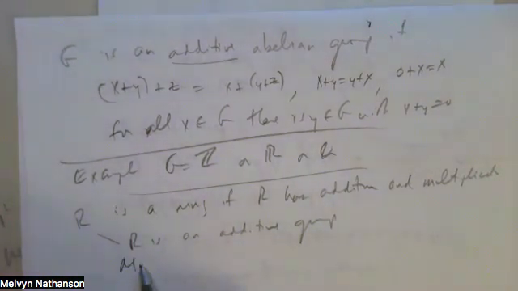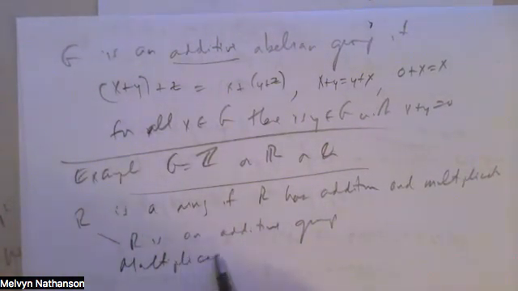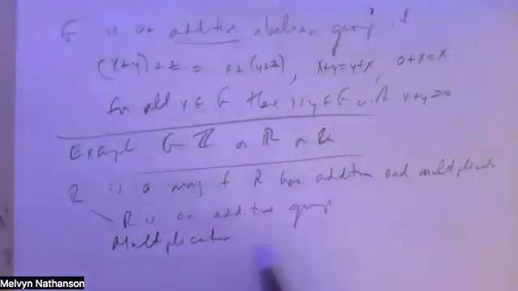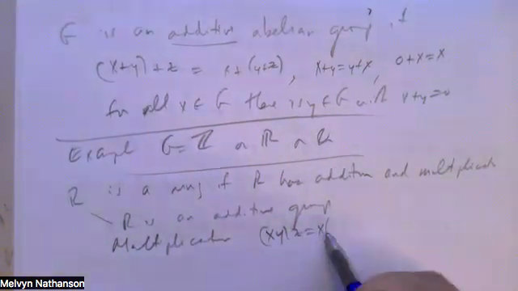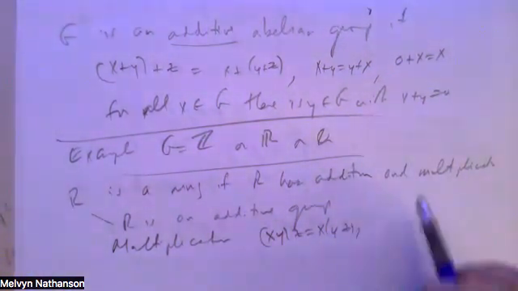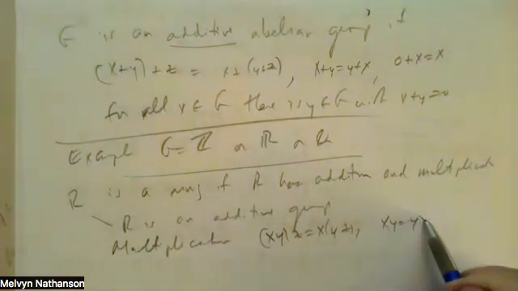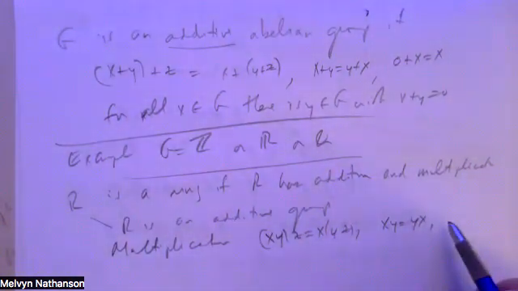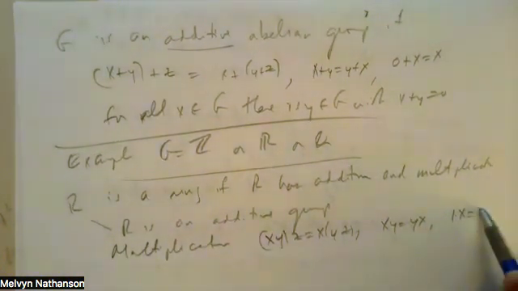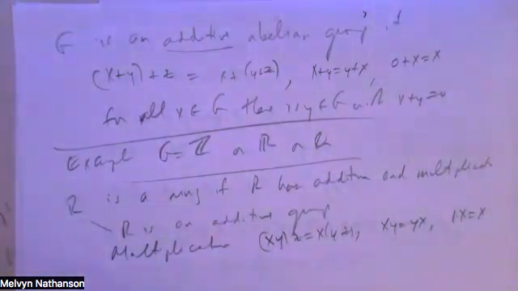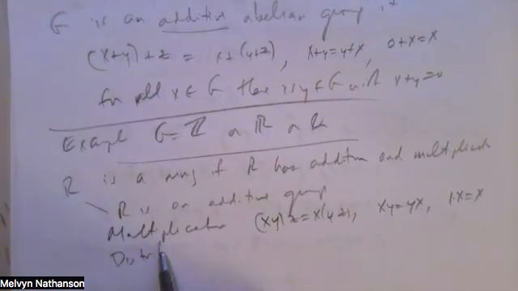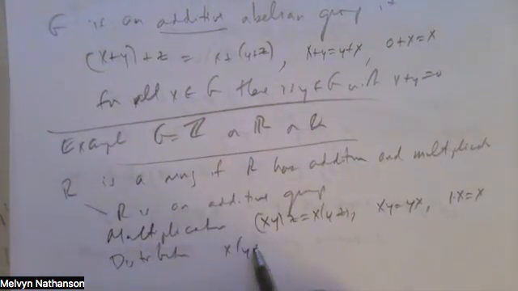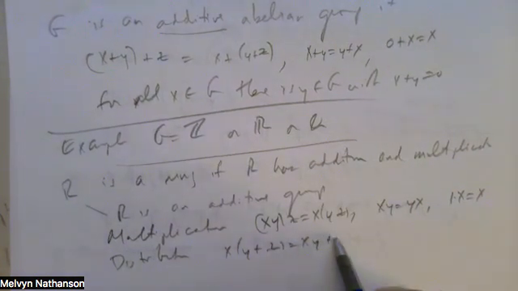but multiplication satisfies three properties, actually. It's associative: (x times y) times z is x times (y times z). It's commutative: xy always equals yx. And there's a multiplicative identity: 1 times x equals x for all x. Right? And there's also a distributive law, which says x times (y plus z) is xy plus xz.